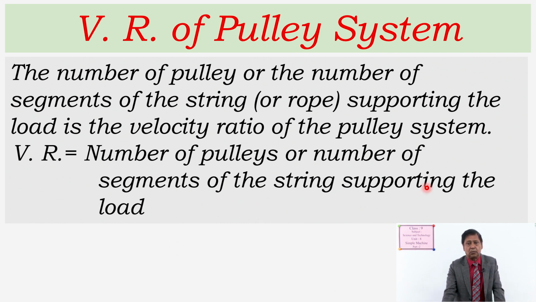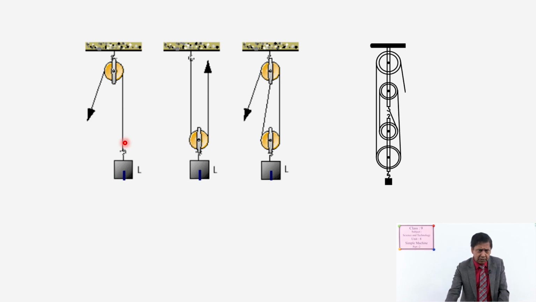Looking at these words only, we cannot understand clearly. I want to show some diagram and I'll tell you the velocity ratio of different pulley system. Look at this diagram. Here, this segment of the rope is supporting the load. This segment is not supporting the load because it is coming from fixed pulley. That's why number of segments of the rope supporting the load is only 1. That's why velocity ratio of this pulley system is 1. Velocity ratio of single fixed pulley is 1.